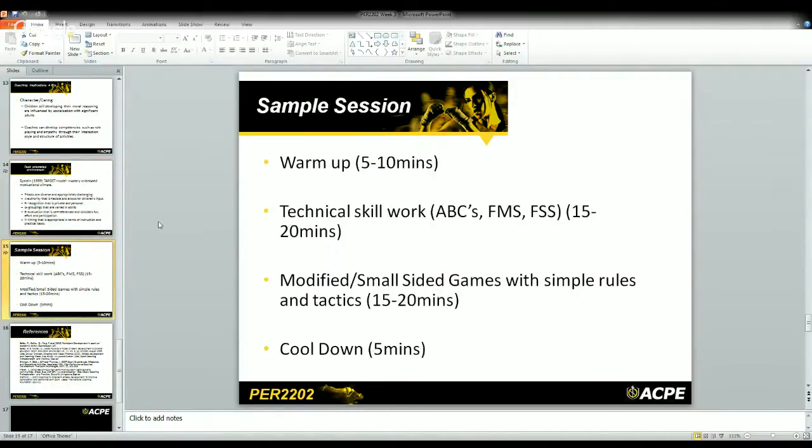So with a sample session, especially if you're doing fundamental in your LTAD assessment task 2 and 3, you're probably going to look at 5 to 10 minutes for a warm-up. Then technical skill work, where we're going to center more on the ABCs: the accelerations, the balance, the coordinations, the agility, those sorts of things, and you're looking at 15 to 20 minutes. Now, it's not going to be a set drill at this stage.